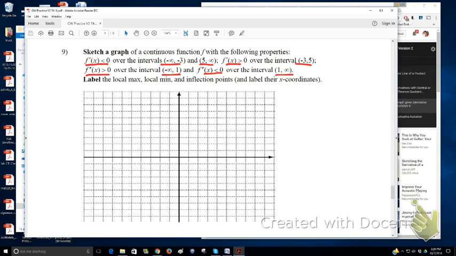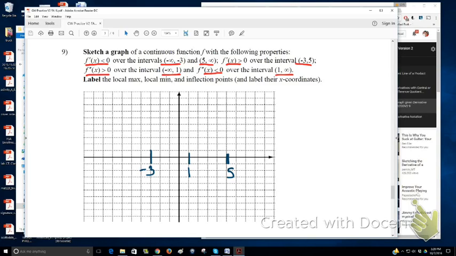So, first thing we need to do is label our graph. We see that something's going to happen at negative 3, and if we just use each tick mark as 1, we can put negative 3 right there. Something's going to happen at 1, so we can put 1 there. And we can see something's going to happen at 5, so we can put 5 there. So we've labeled our x values.